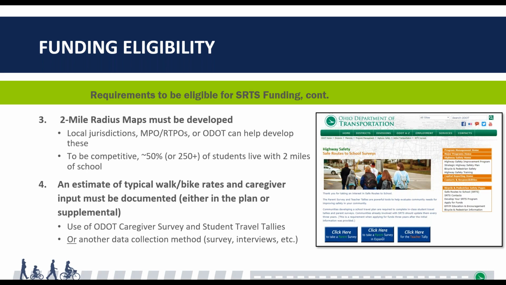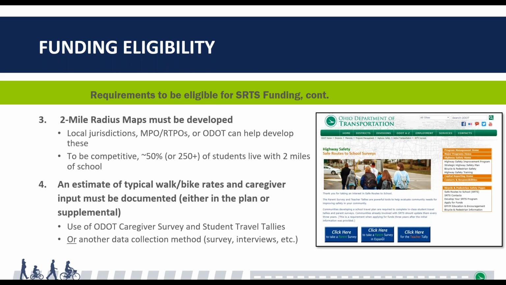We generally recommend, if you're seeking project funding through ODOT Safe Routes to School program, that you have about 50% or more of students that live within 2 miles of school. Something that's new this year, and you'll see this throughout the guidance, is we've also included some just raw numbers, which could be used as an alternative way to meet that more competitive threshold. So 50% or more, or 250 or more students.